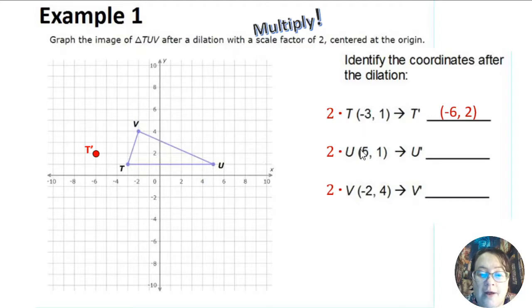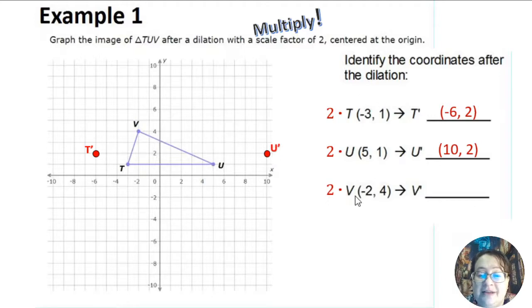Move on to U prime. We have 2 times point U. So 2 times 5 and 2 times 1. I simplify that, it becomes 10 and 2. So at 10 and 2, I put another point, U prime.